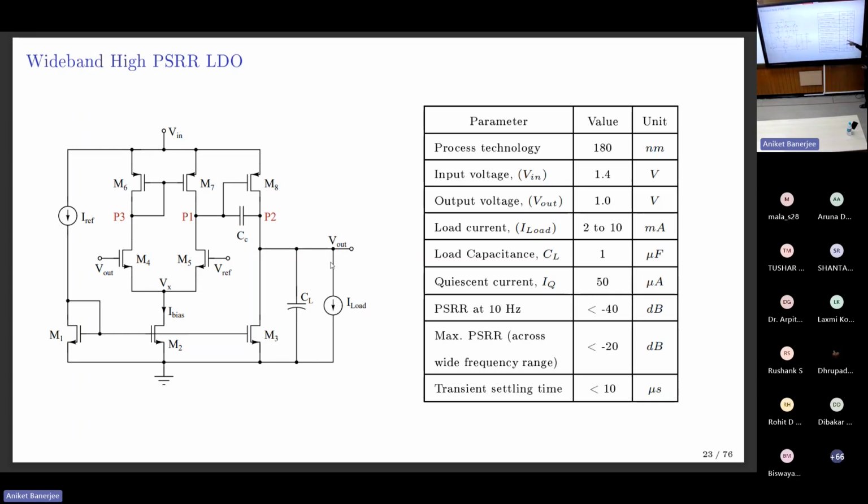The CL of 1 microfarad and these 2 PSRR numbers will drive the design of this LDO for the wideband high PSRR design. So what is the ultimate goal of the design? Given this table, tie all these specifications to transistor dimensions, and once you come up with the transistor dimensions, put them in your design and see that the results match this table. Given this table, find out all the WLs of these transistors and simulate again to check whether it's meeting this. For now, we are stopping at simulation.